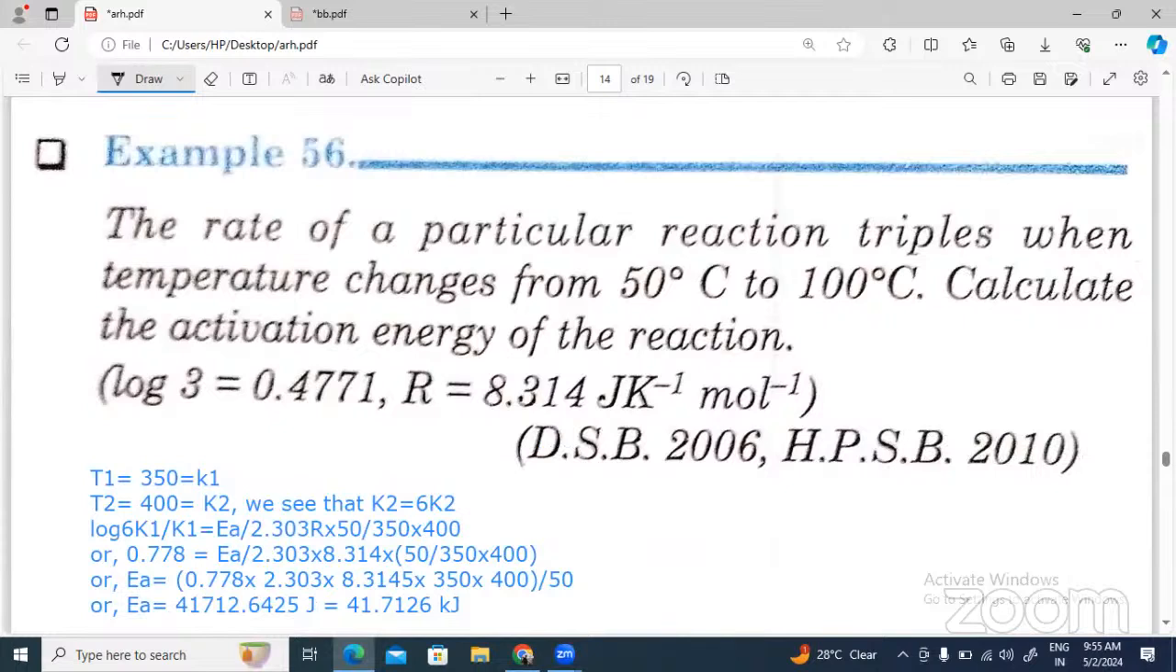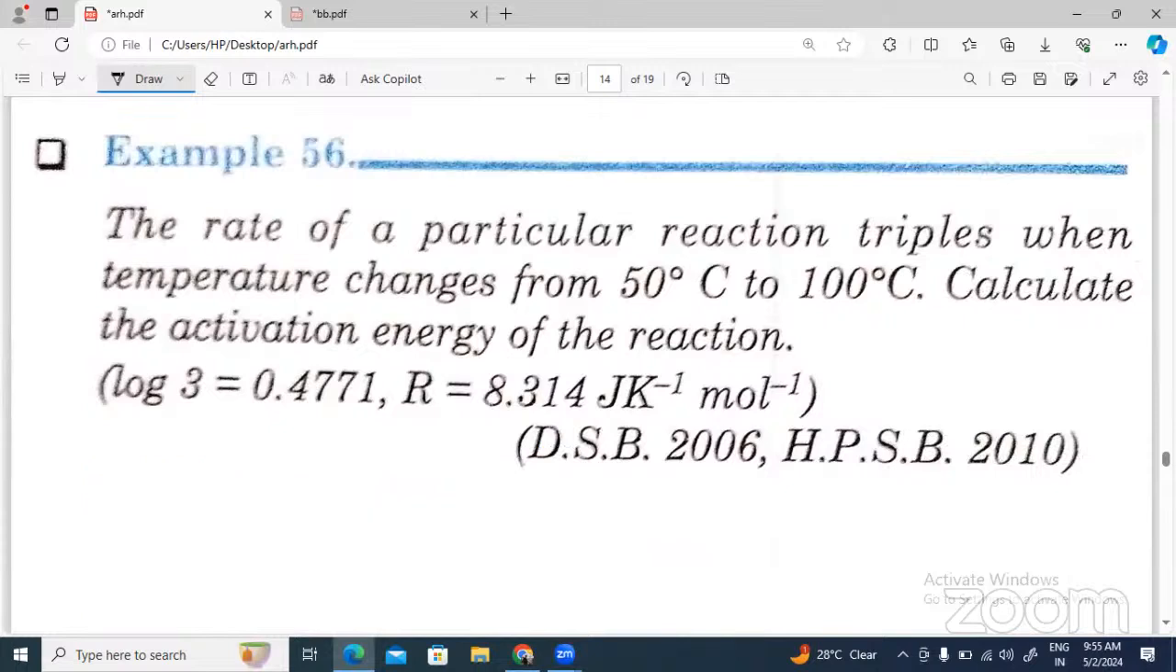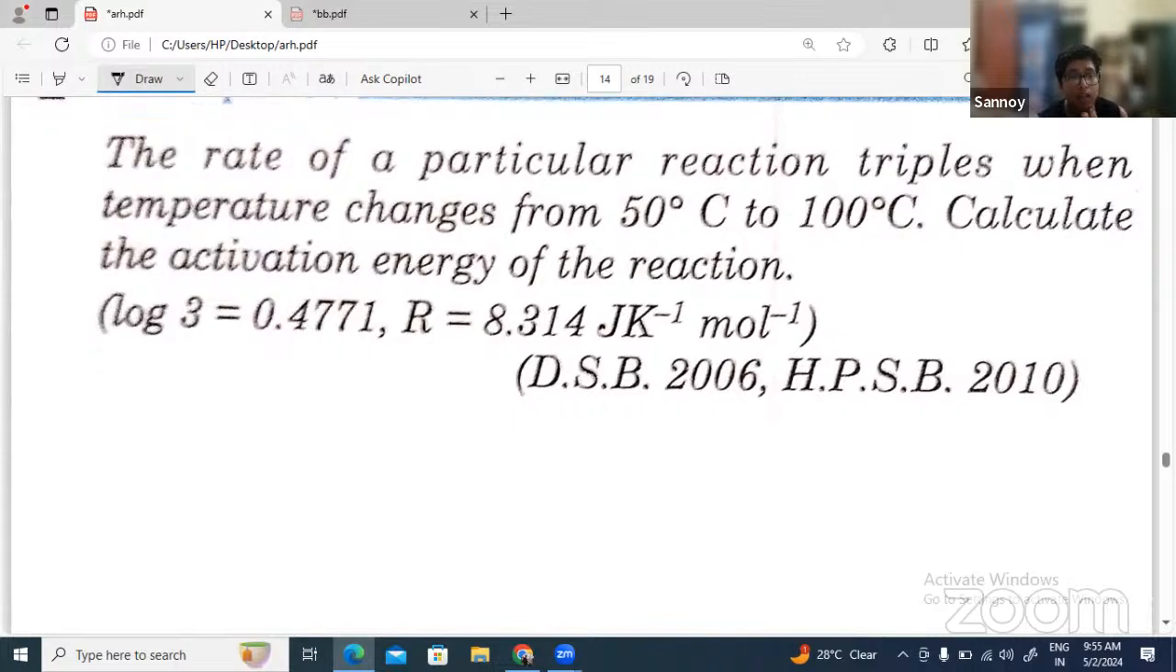One more question is there. Will you try this question? A particular reaction triples as temperature changes from this one to this one. Calculate the activation energy of the reaction.